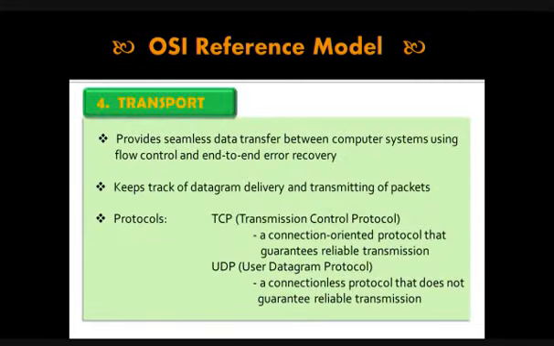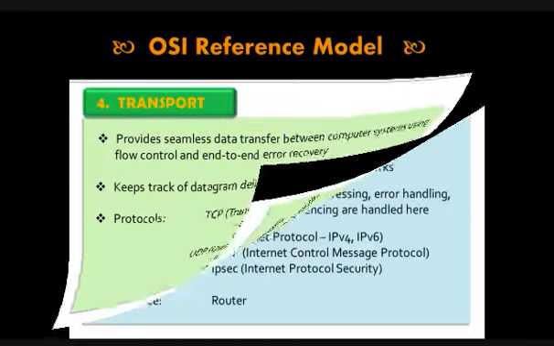The fourth layer, which is the transport layer, provides seamless data transfer between computer systems using flow control and end-to-end error recovery, keeping track of datagram delivery and retransmitting lost packets. TCP and the connectionless UDP operate at this level.